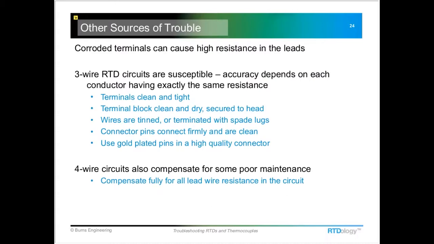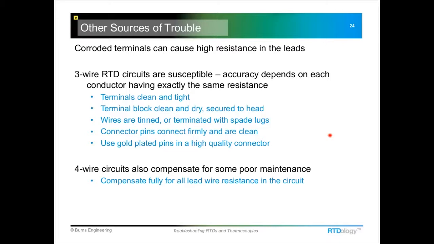So, some other sources of trouble. 3-wire circuits depend on each one of those lead wires having exactly the same resistance. And if we have a terminal block or a connector in line, and one of those terminals or a pin on a connector might be corroded, that can cause a measurement error. So we want to make sure that all of these connections are done and kept clean. Connectors are not worn out, for example.